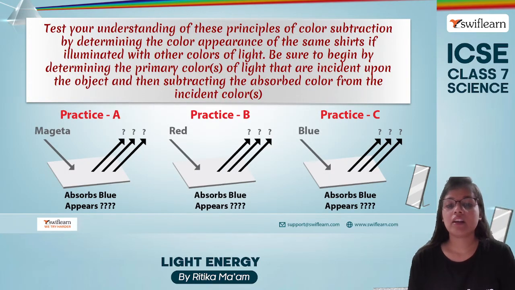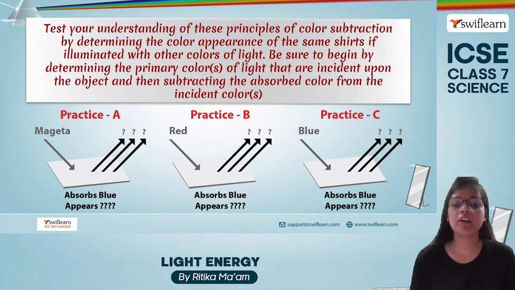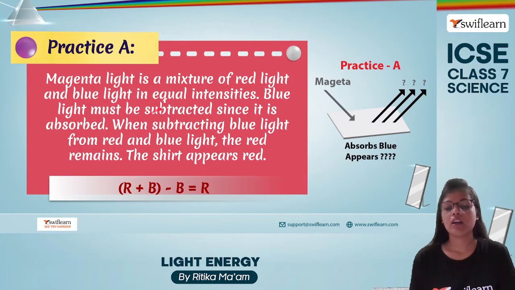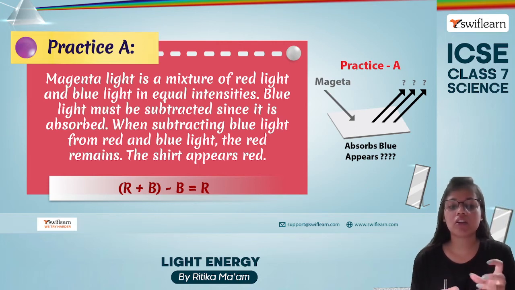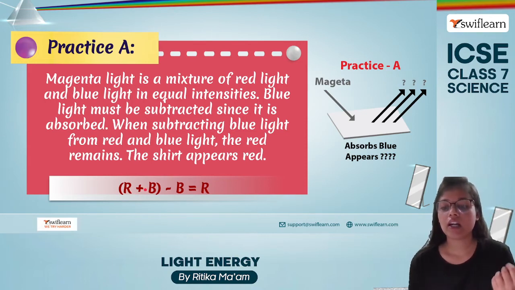Now test your understanding of these principles of color subtraction by determining the color appearance of the same shirt if illuminated with other colors. So we are going to take other color examples, and then see what color will be reflected by the shirt and what color will be visible. Let's start with A. Magenta is actually a mixture of red and blue color. It appears a kind of purple red. What is happening? Blue light must be subtracted since it is absorbed. So while subtracting the blue light from red and blue, what do we get? Only red.